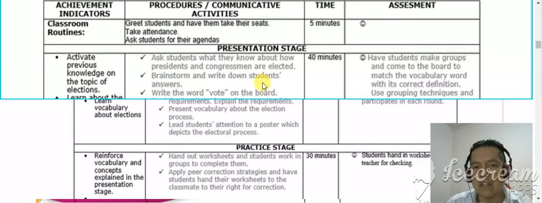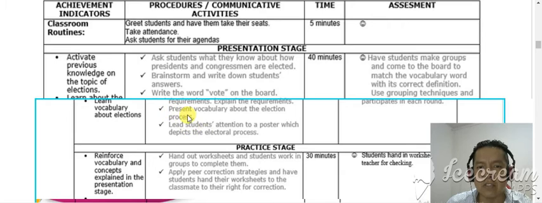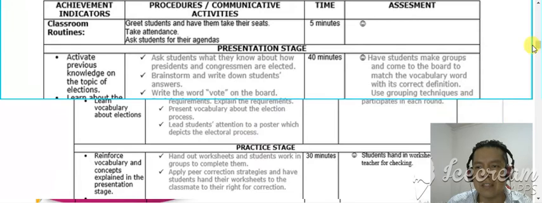to volunteer certain information. Then I'm going to write the word vote on the board if it hasn't already been mentioned. And then they're going to learn vocabulary about the election process. And I'm going to lead students' attention to a poster which depicts the electoral process.